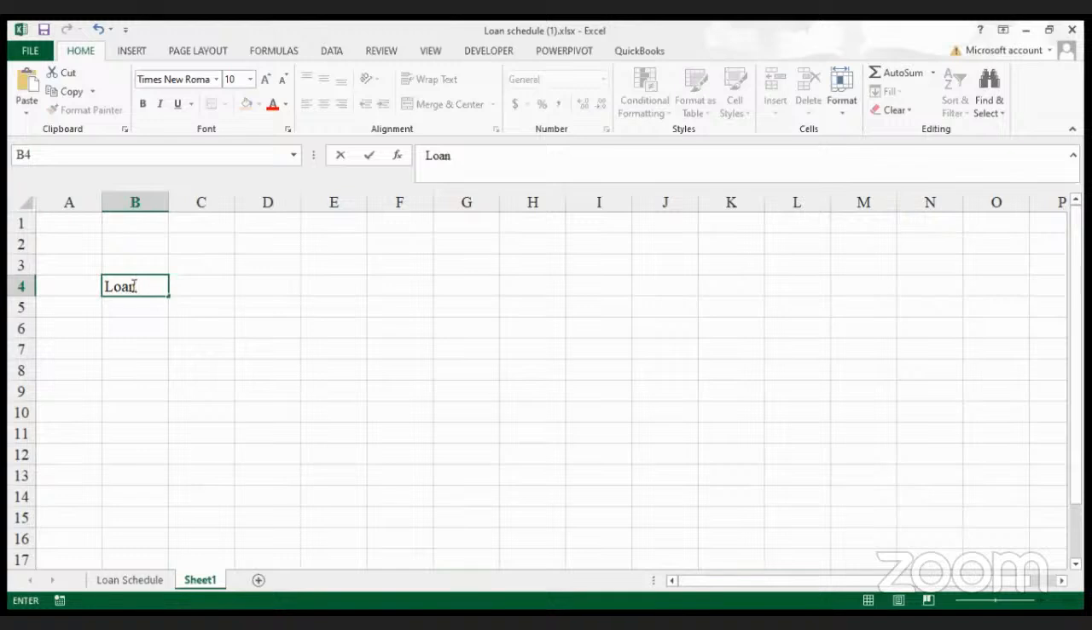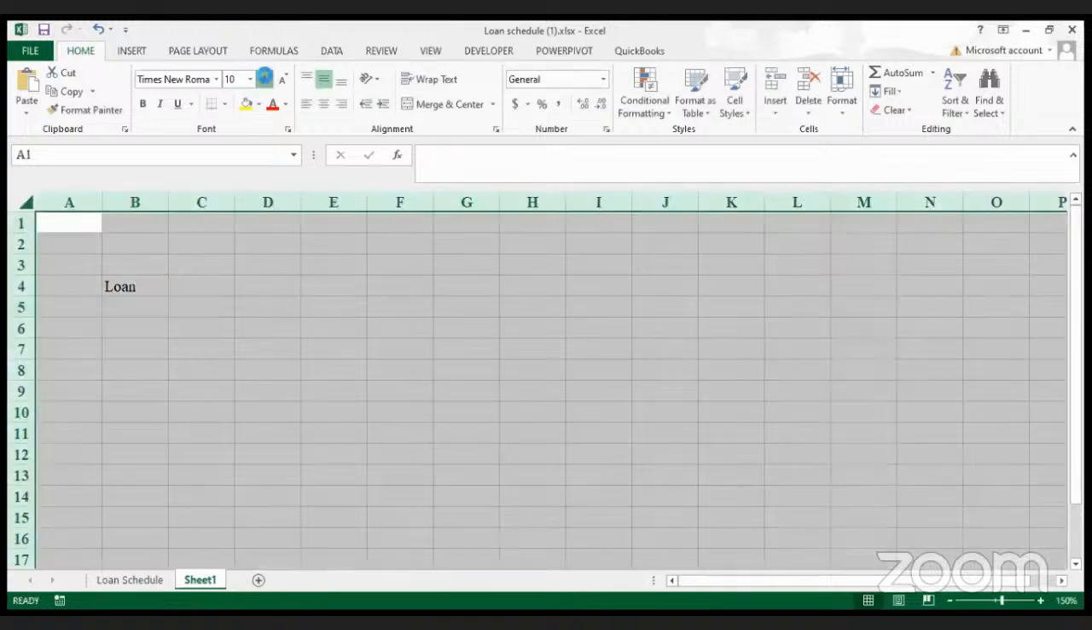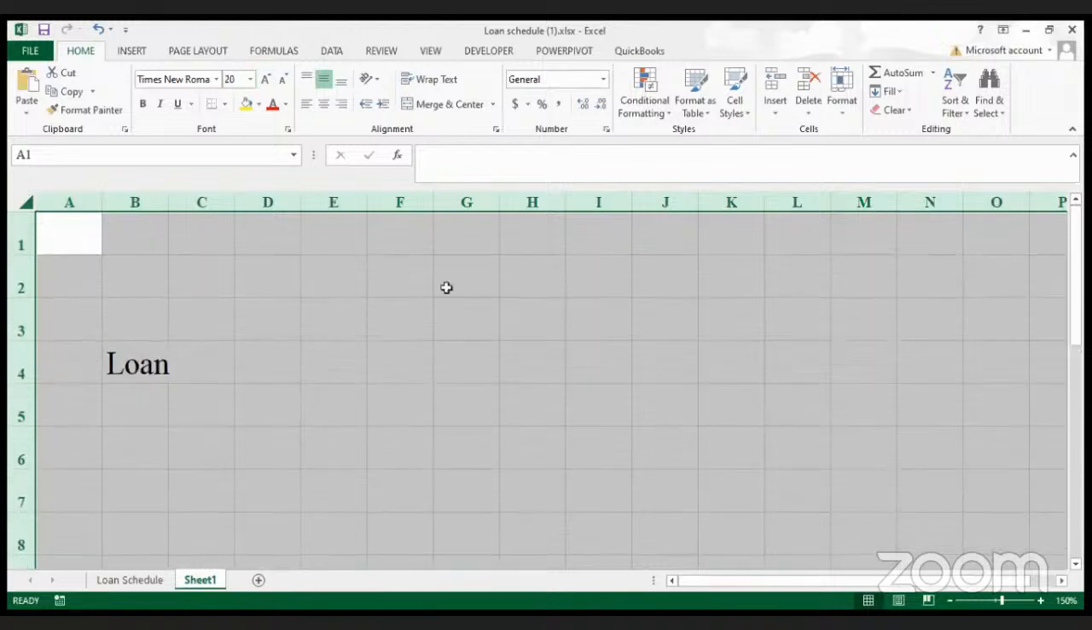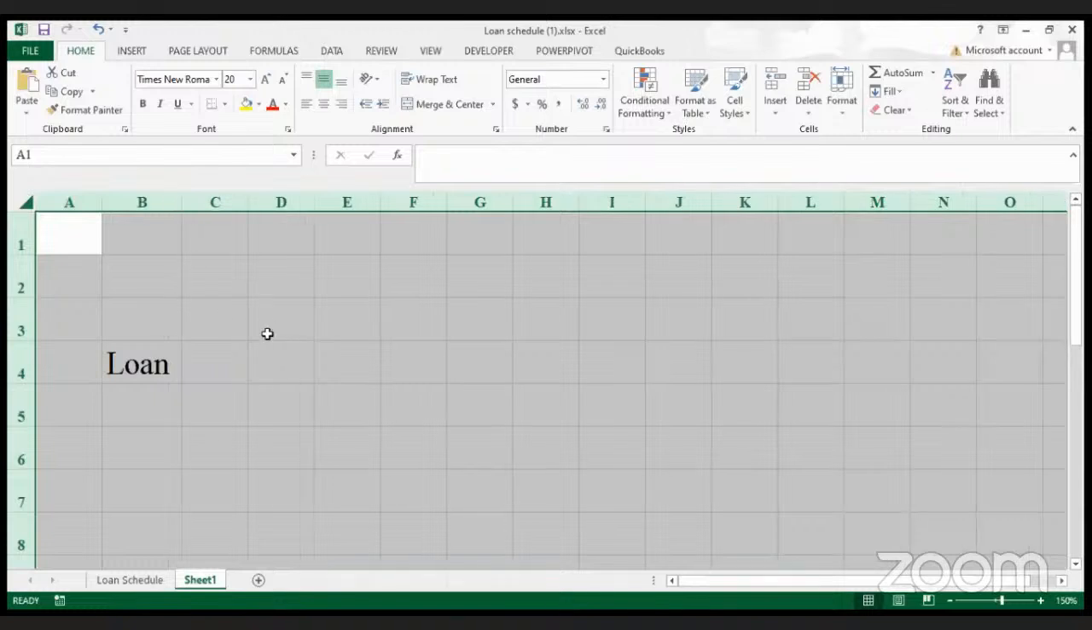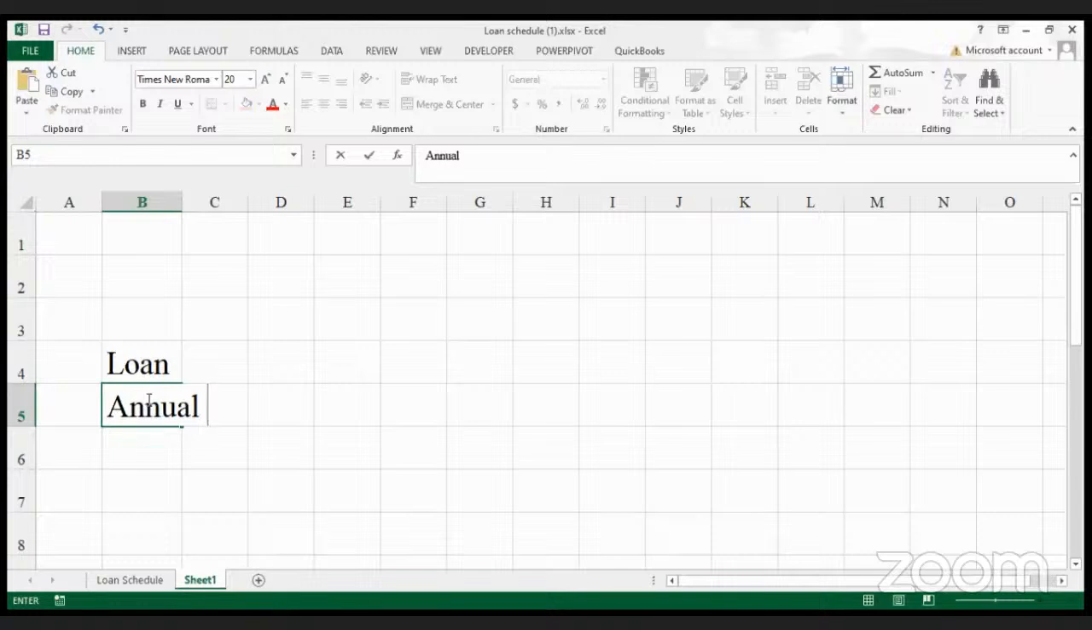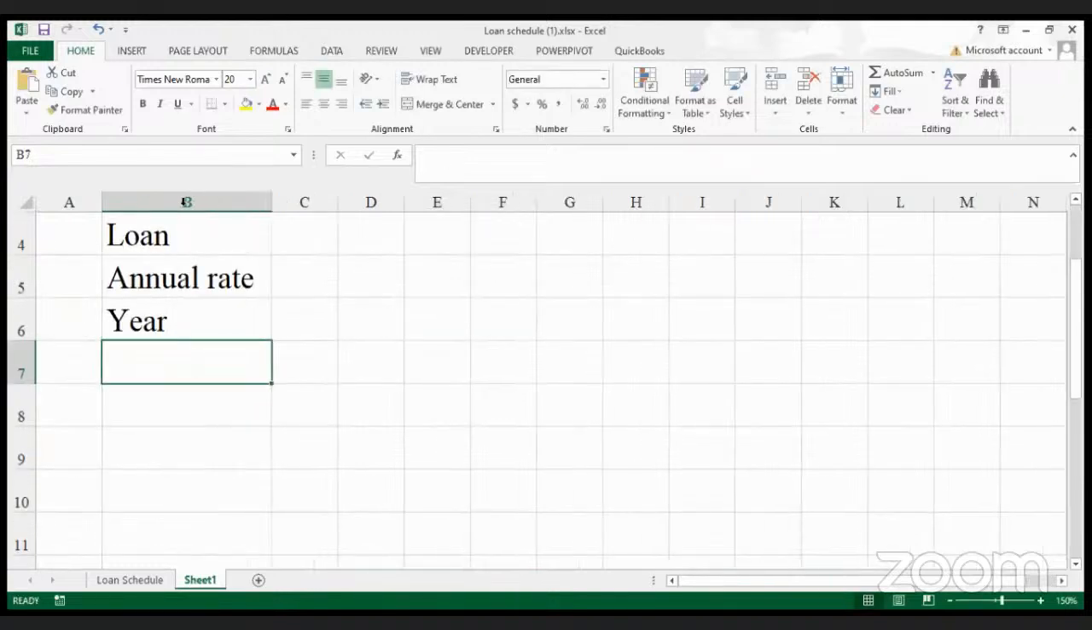Let's call it loan. I will increase the font to make you see it clearly. So they normally have loans there. So we have the loan, we have annual rates, we have years, if it is years or period. So from there we will be able to come up with some new items that are going to change.